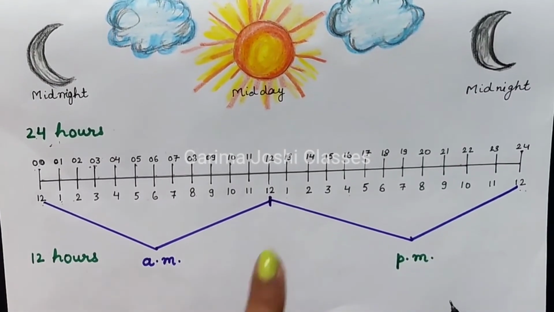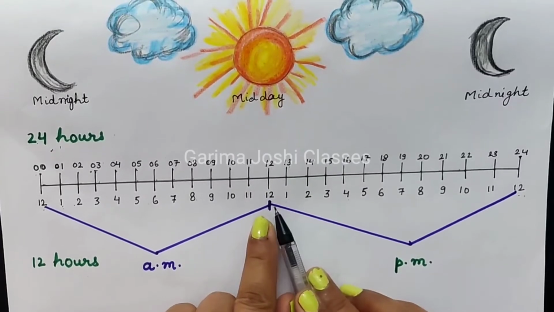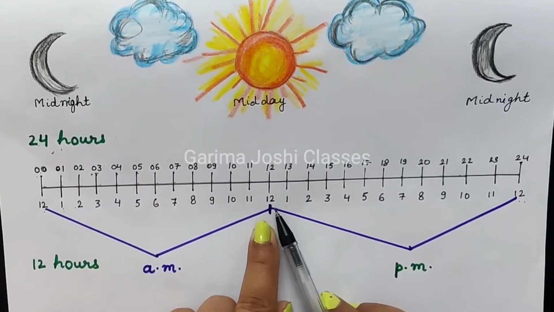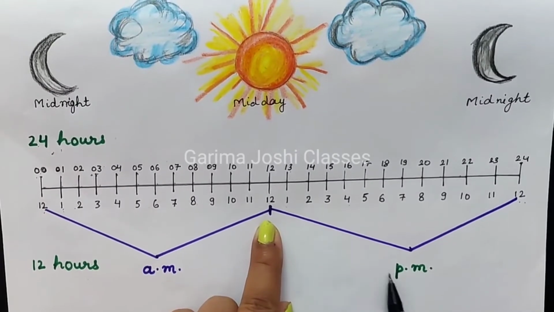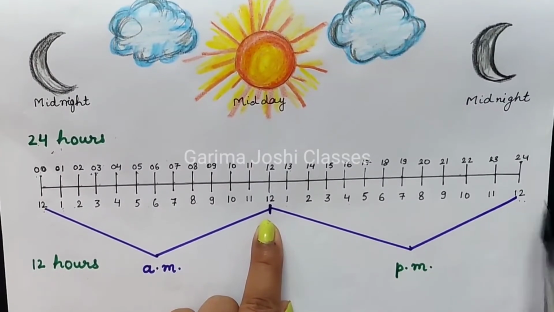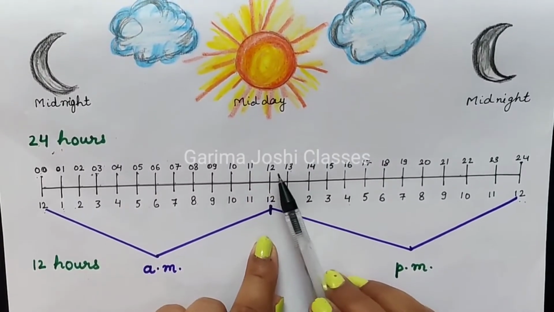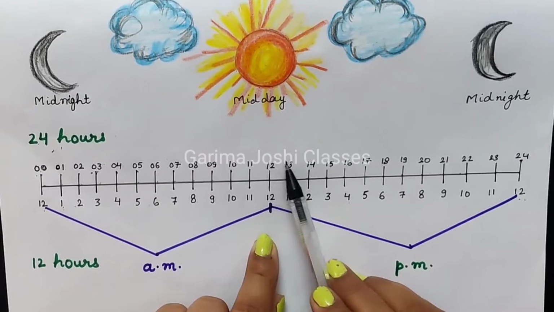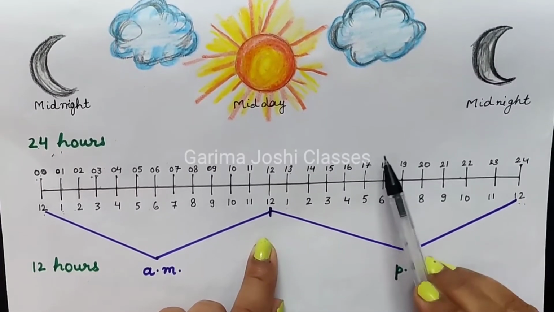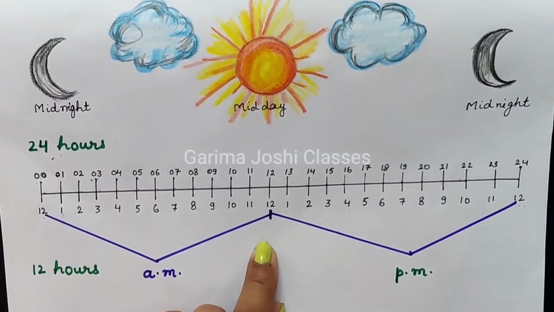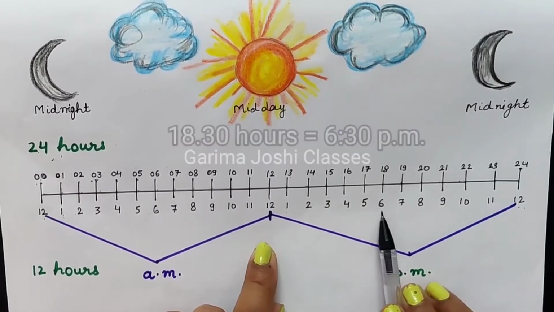But from midday 12, the 12-hour clock resets. After 12 it shows 1 p.m., 2 p.m., 3 p.m., 4 p.m. and so on. But in 24-hour clock it does not reset here. It shows after 12, 13 hours, 14 hours, 15 hours, 16 hours, 17 hours, 18 hours and so on. Mohini was seeing in the clock 18:30 hours, that means it is 6:30.